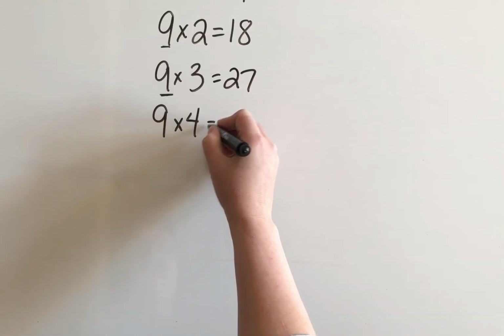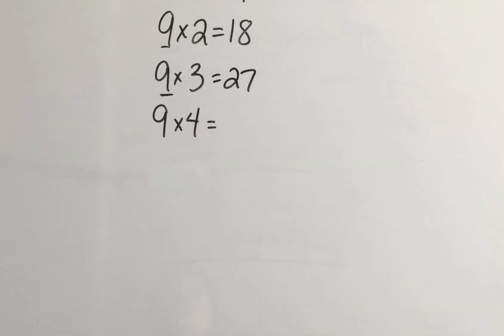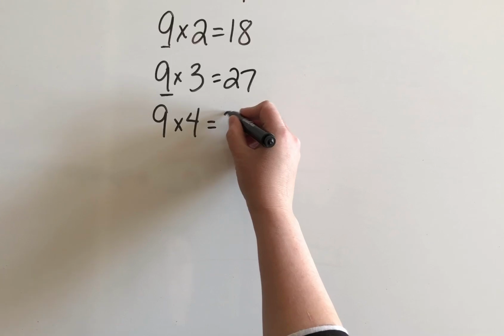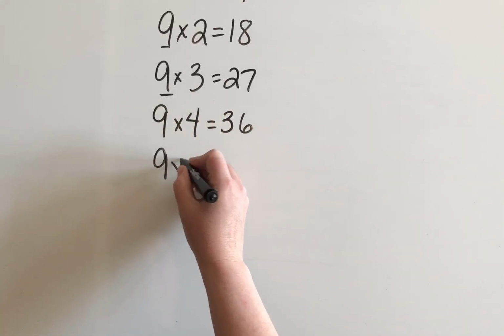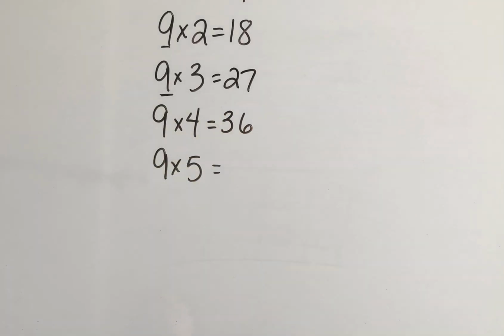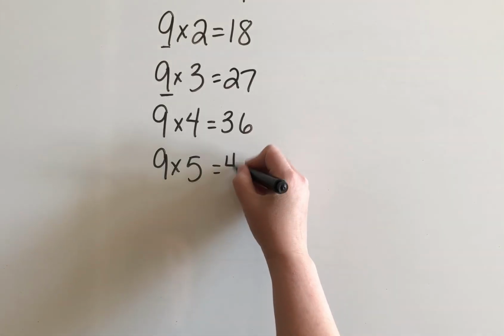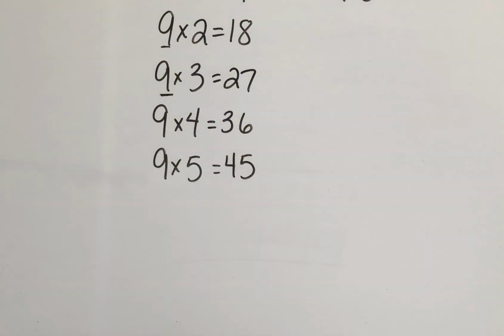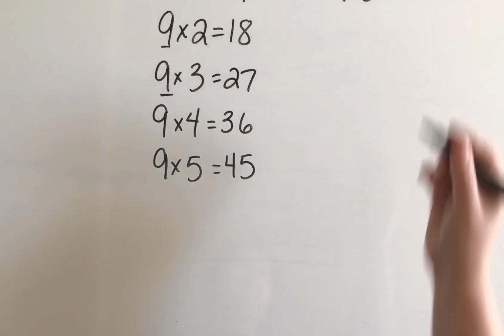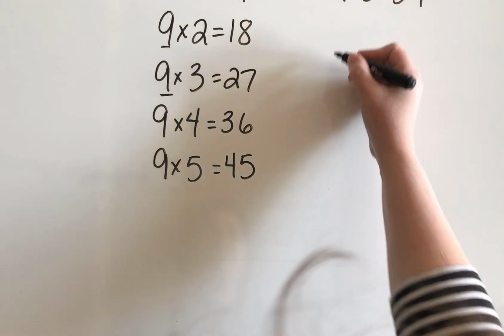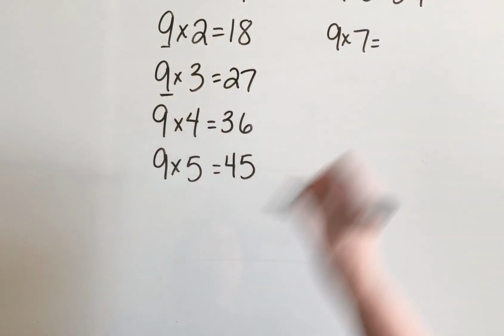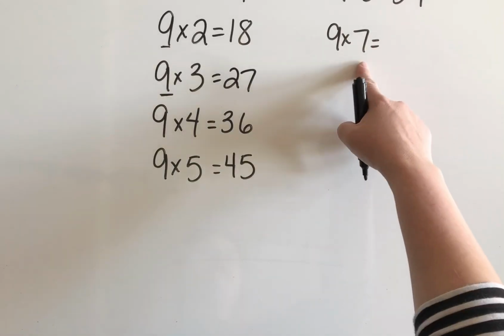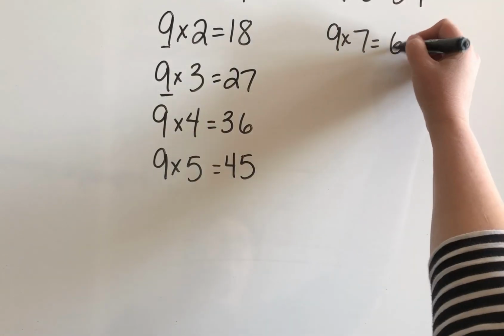9 times 4. Let's start with 10 times 4 to make 40, and take away a group of 4 to make 36. 9 times 5, we'll start with 10 groups of 5 to make 50, and take away a group of 5 to make 45. 9 times 6, let's start with 10 groups of 6 to make 60, and then we'll take away a group of 6 to make 54. 9 times 7, we'll start with 10 times 7 to make 70 and take away a group of 7 to make 63.